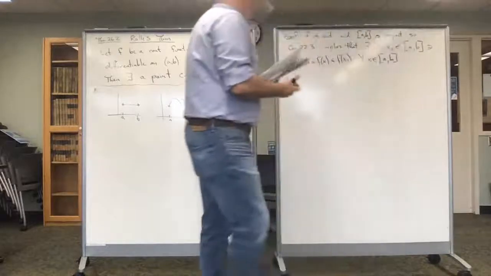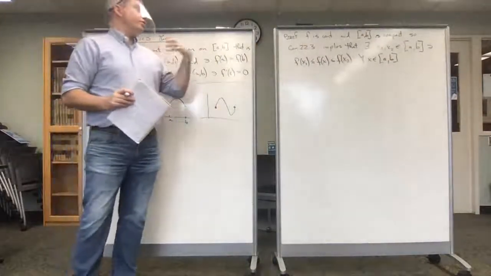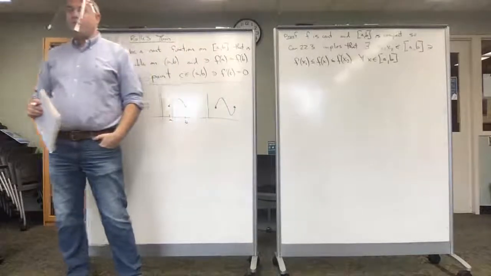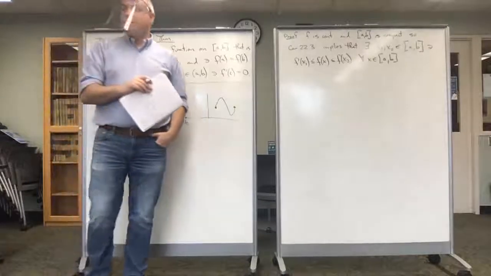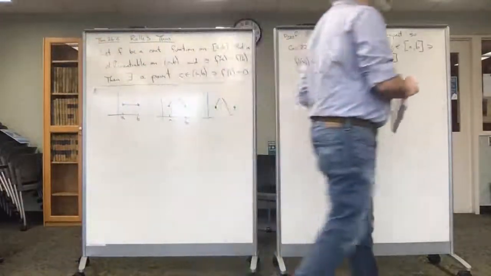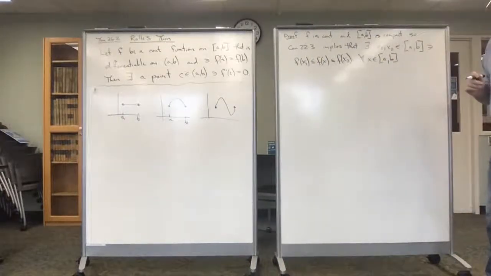Okay, so in other words, a continuous function on a compact interval guarantees me a maximum value and a minimum value on that compact interval, right? That's not true on an open interval, by the way, just as a reminder. But since we're on a compact interval, I'm guaranteed to have a maximum value and a minimum value.